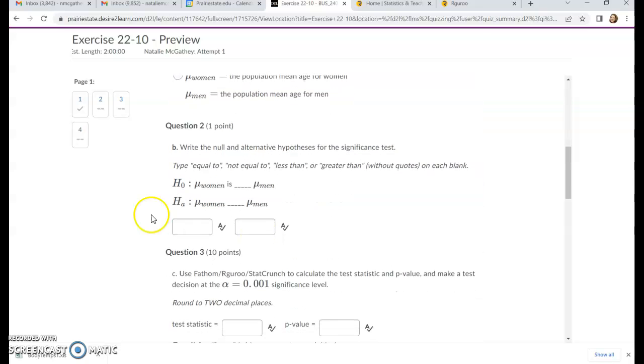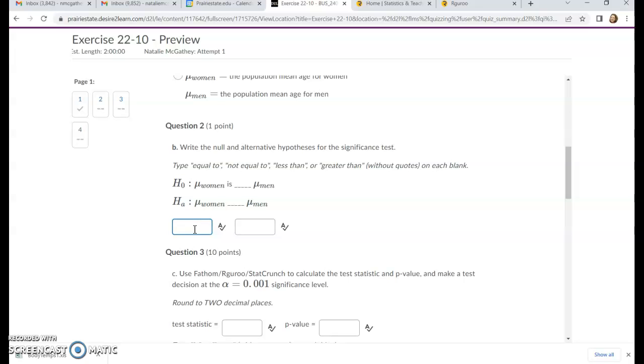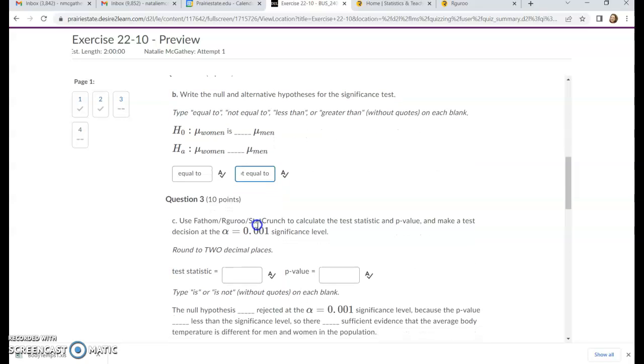Okay, so that's that. And now we're going to write null and alternative hypotheses for the significance test. Here, just make sure when you type it in, you type the word "equal to" instead of the equal symbol. Otherwise, it's going to mark it wrong. So the null hypothesis is that mu women is equal to mu men. And the alternative hypothesis, I'm not sure yet which direction, so I'll just say not equal to. Mu women not equal to mu men.